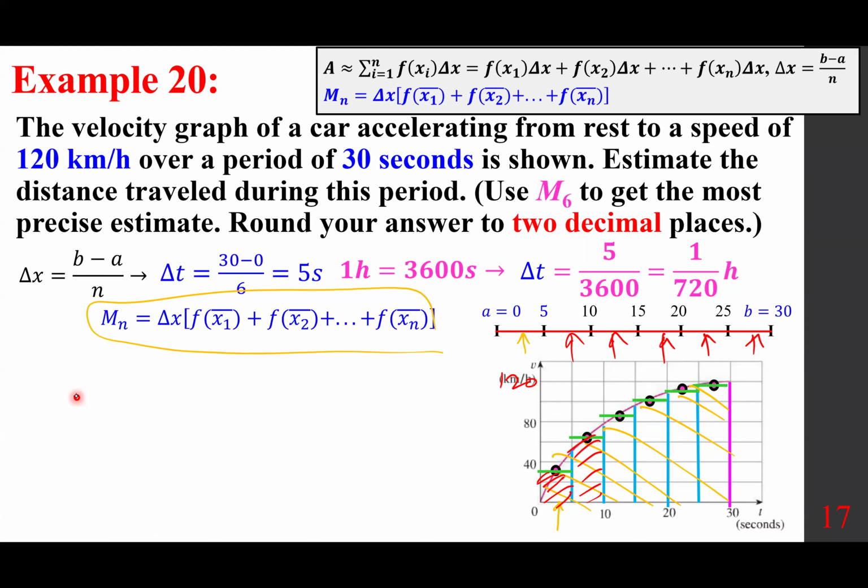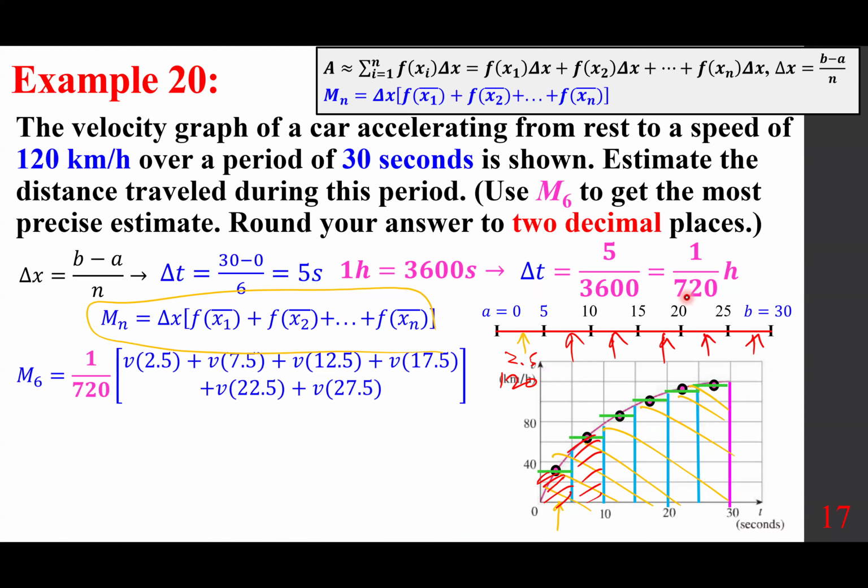So in other words, the first one, obviously, is 2.5, right? So delta t is 5 seconds. We're going to use 1 over 720 times V of 2.5, 7.5, and the rest of it. Remember, the velocity is still in kilometers per hour. It's just the delta t that you have to be very careful with. So what do you do?